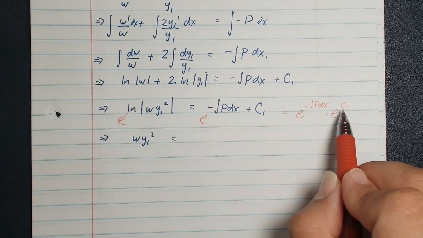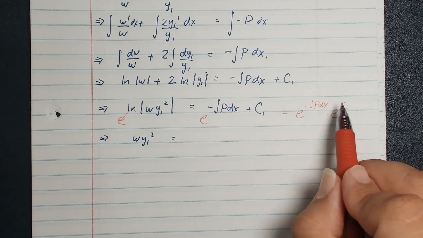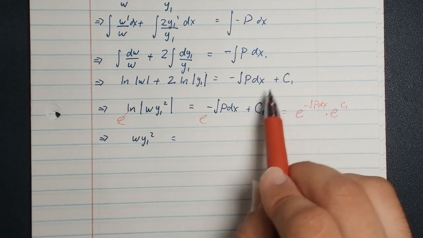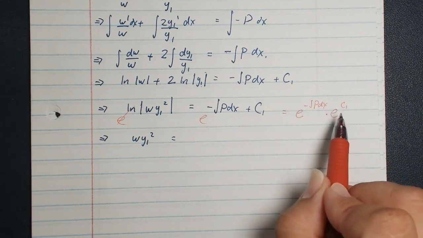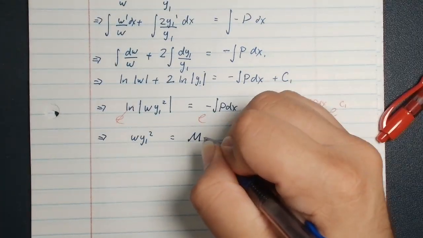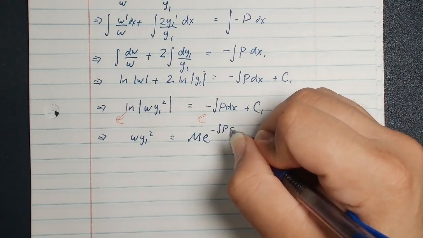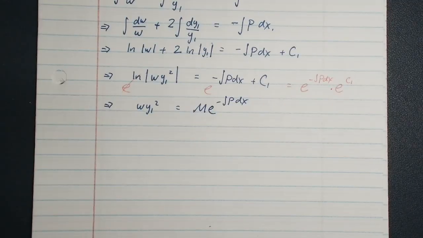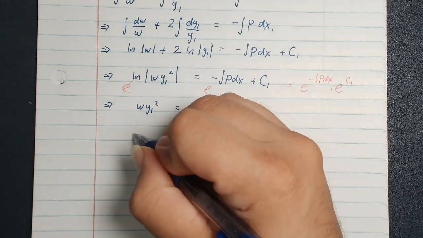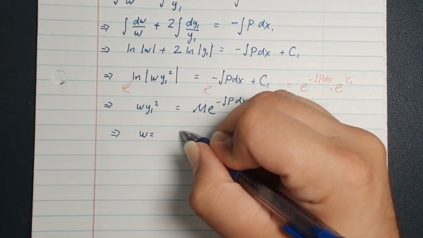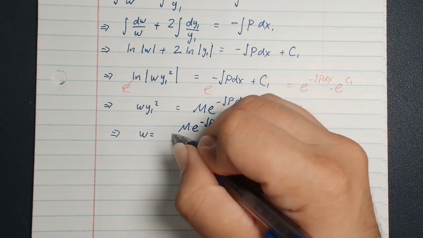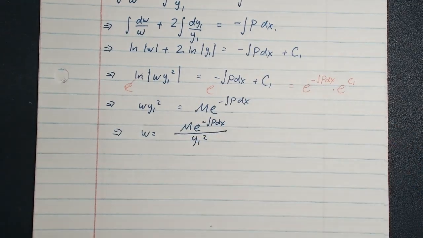That's a constant. And in this course, I've been using the habit of calling that coefficient m instead of c. If it's ever plus or minus, I call it c. If it's ever multiplied or divided, I call it m. So here I'm going to write this as m times e to the minus integral p dx, like that. Okay. And so to get the w by itself, I can just divide that to the other side, giving me w is equal to m e to the negative integral of p dx over y1 squared.